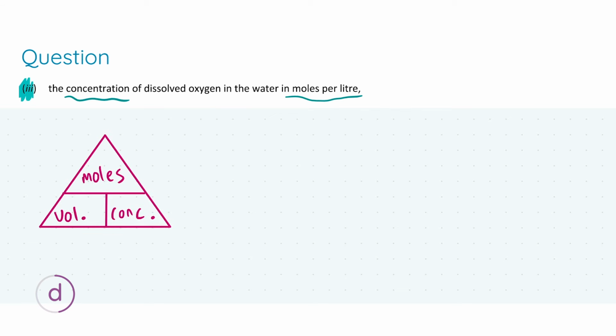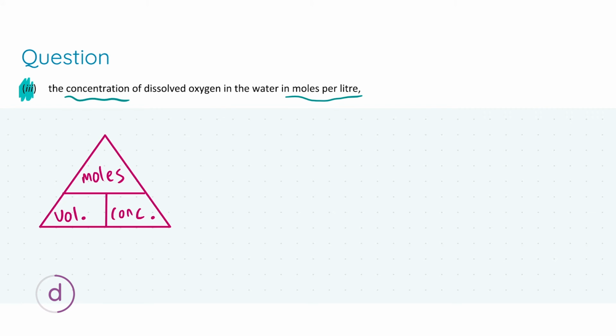For this part, we're going to be using the volume, moles, and concentration triangle. The reason we're using the concentration one here is because we're looking for concentration in the question. So we can use this triangle and all the information that we already know in order to find this concentration. What we're looking for here is the concentration.